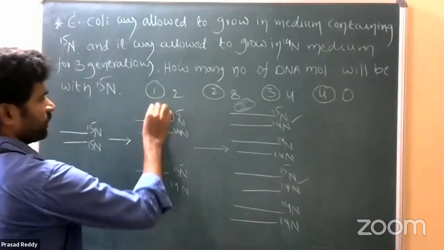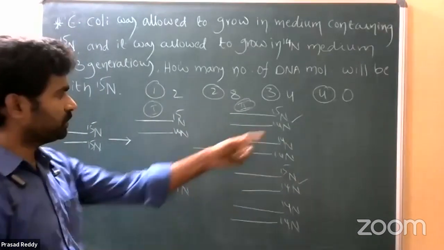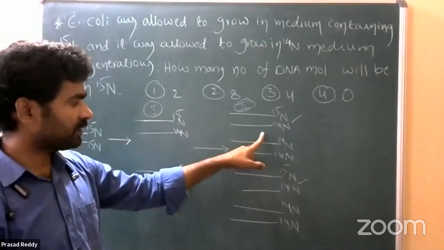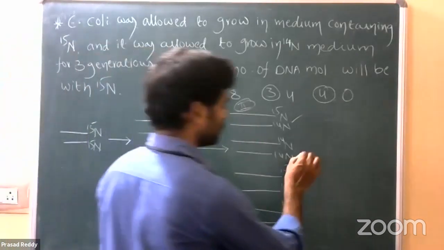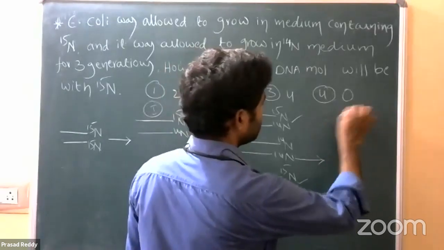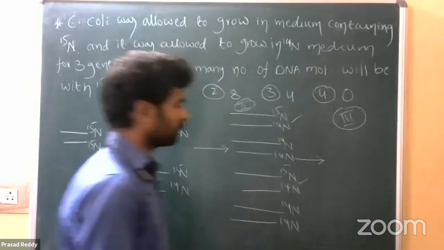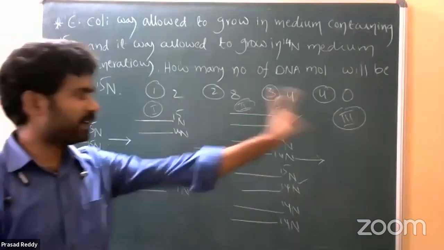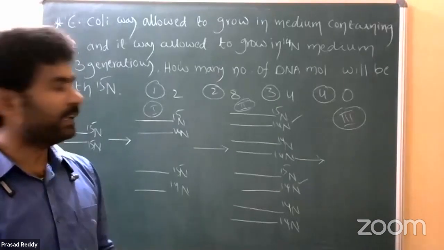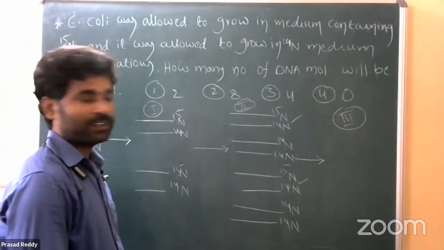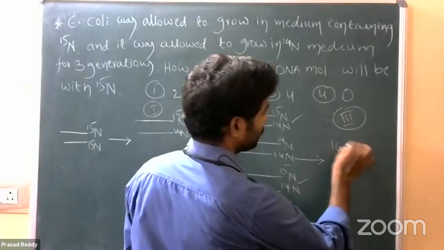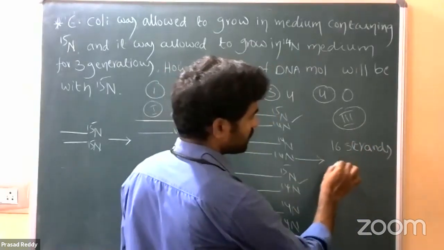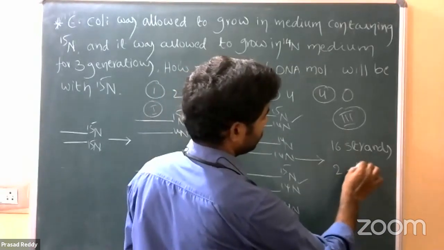Two only. In the second generation, 2. In the first generation also, 2 DNA molecules have N15. Second generation, 2 only. So you can take the third generation also. See, in the third generation, number of DNA molecules 1, 2, 3, 4. So how many DNA molecules will form in the third generation? 8 DNA molecules. Number of strands, 16 strands. In the third generation, 16 strands. So in those 16 strands, only 2 strands are N15.